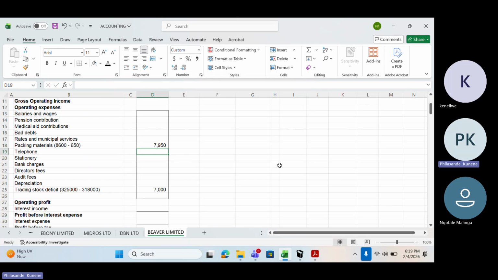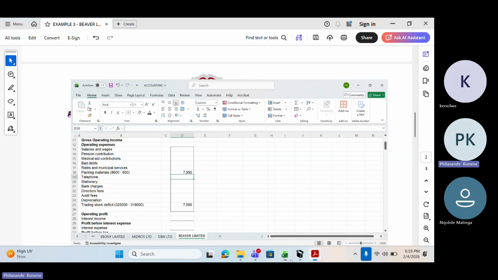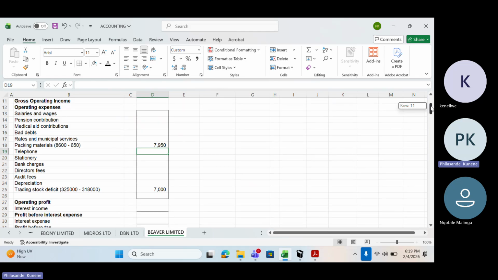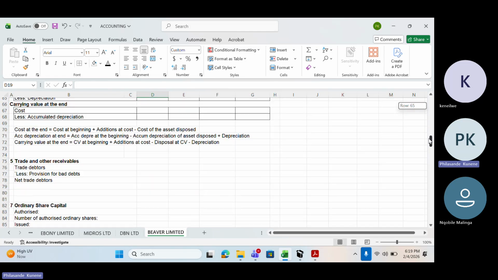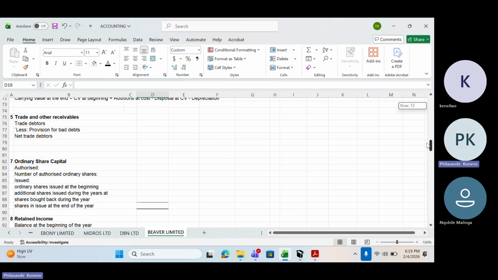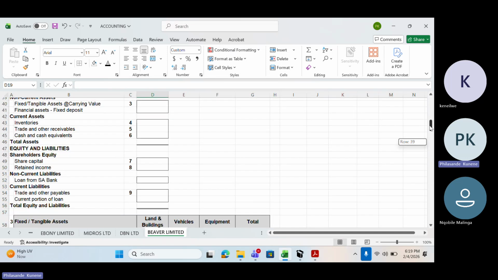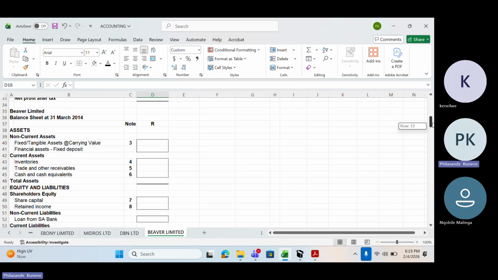7,950. Okay. Now we've dealt with the transaction in terms of the income statement, but how does it affect the balance sheet? We need to also record this transaction in the balance sheet. We can see here they gave us the closing balances, which are trading stock at year end, 318,000, and packing material, which is 650. We do have a note for this one, note number 4, but it is not that important for me, so I didn't even show it here. So we just need to go and put these amounts in our balance sheet.